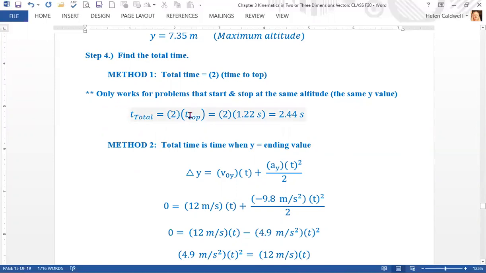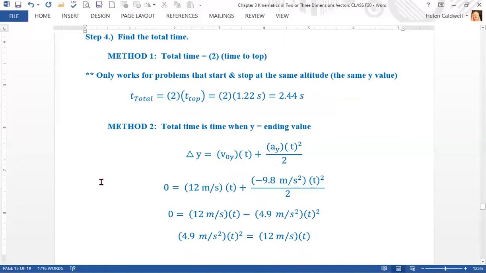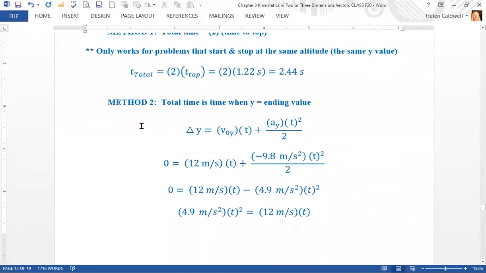Mostly because it's a straight plug in and get an answer. There's no algebra involved. So the second method is used when your starting y and your ending y are different. If you throw a ball up in the air and then it goes down into the Grand Canyon, where you're standing and where the ball ends up are two different altitudes. This method would work for that.